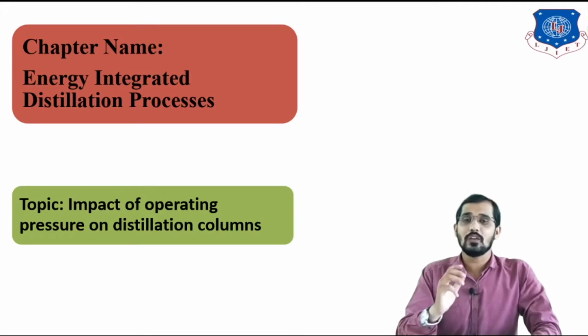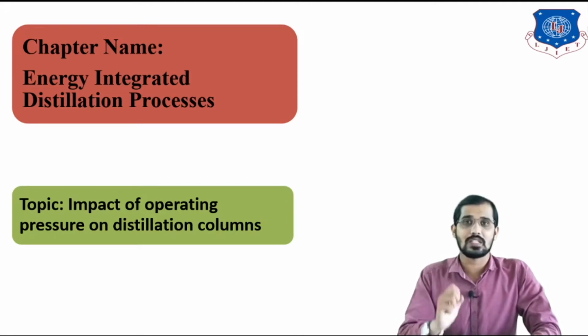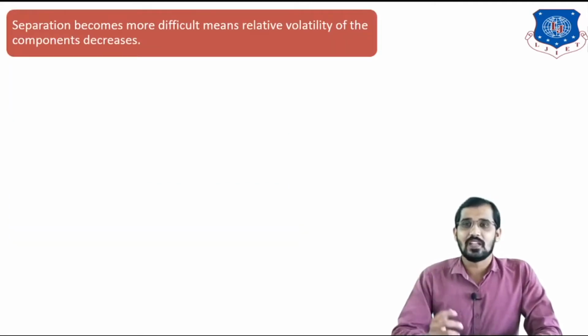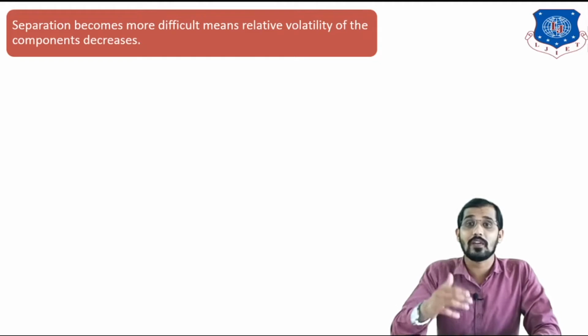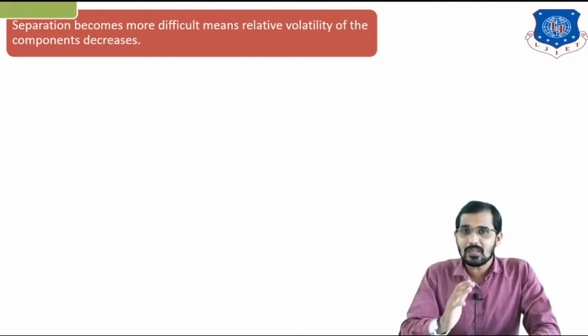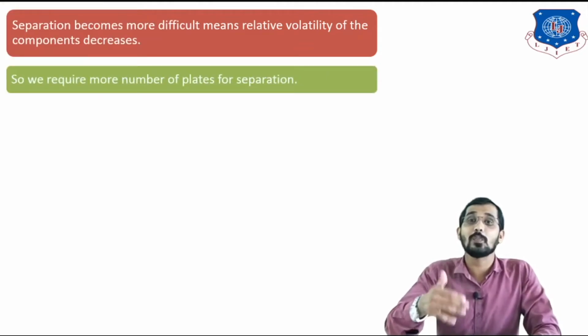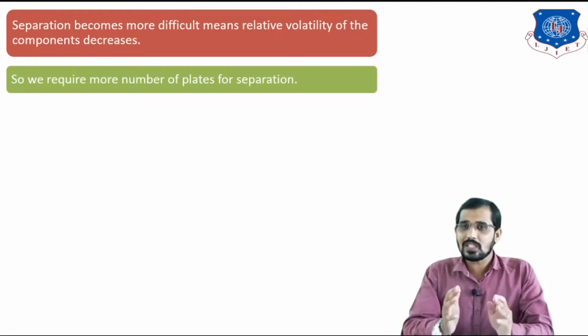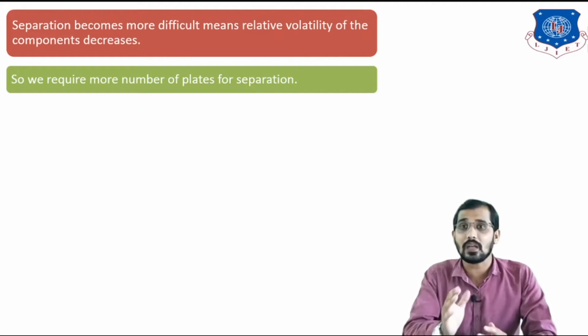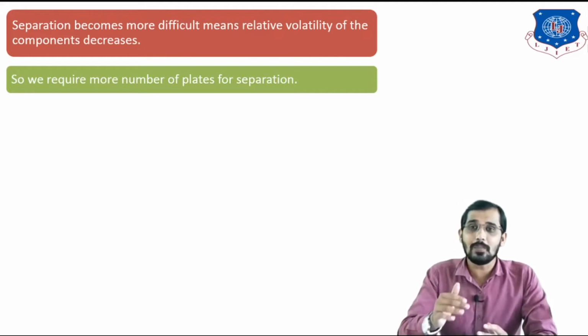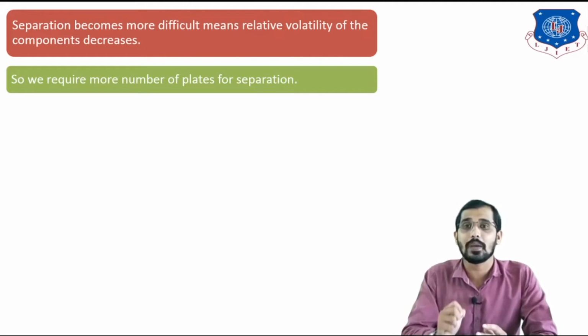Now what is the effect of the operating pressure on the distillation column? You can see on the screen, separation becomes more difficult means relative volatility of the component decreases. Whenever the relative volatility of the component decreases, I can say separation becomes more difficult. So at that moment we will require more number of plates. This phenomenon is nothing but distillation column, and here we are using a tray column. So this might be considered by using the impact of operating pressure.